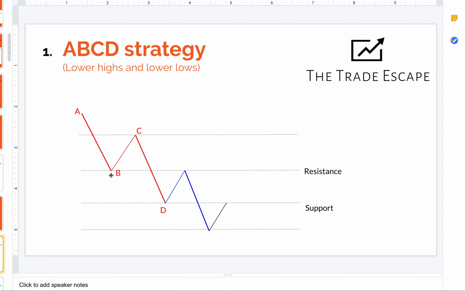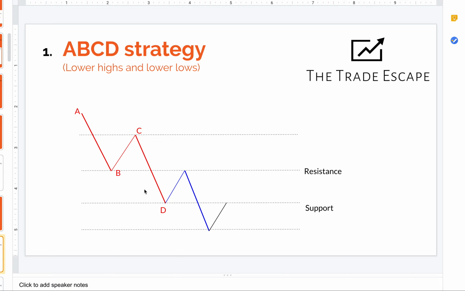B was support at this point, as that's where the pullback started. This is where people are resting, recovering, taking profit, etc. Then they're ready to go again. They push past this support point, make a new low, pull back up, and now this line, which was support, has become a resistance line, and so forth. That is how a downtrend would continue.